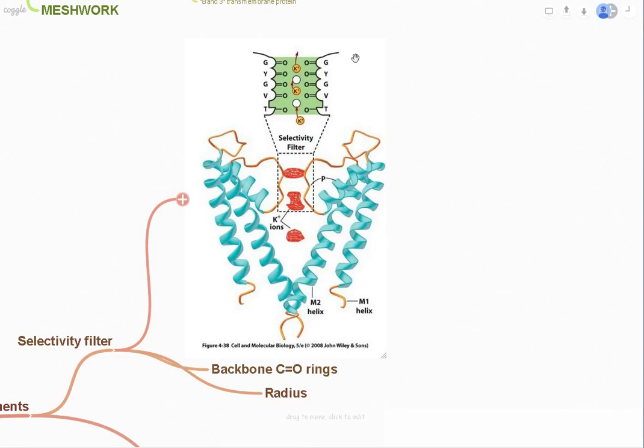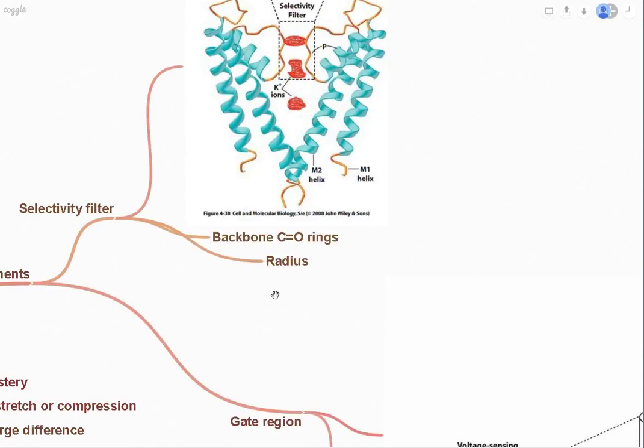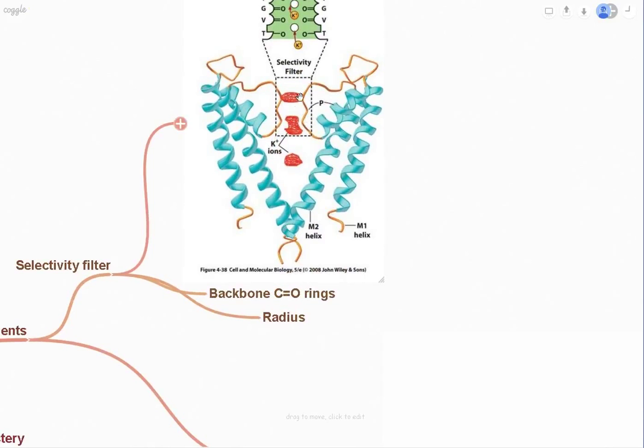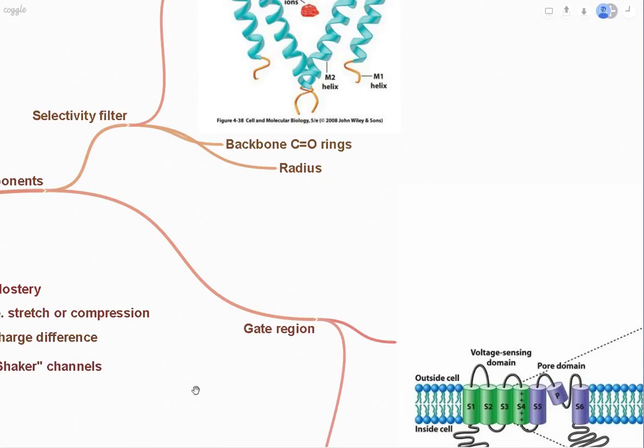So if you have a different size drill bore hole or something, then not all drill bits can spiral in. So it's the same thing here. So radius and carbonyl backbone. That's really all you need to know. Perfect size for potassium ions to get through.